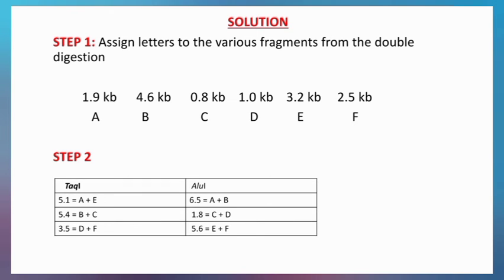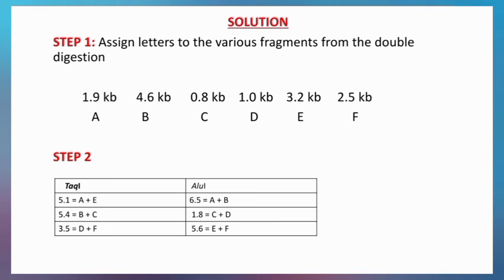For step 2, we are going to draw a table, and for the table that we have drawn, we are going to pick the various fragments from the individual single digestions, and then try to find out which 2 fragments from the double digestion will sum up to give us each of the individual fragments from the single digestion. So starting from TAC1, we have the fragment 5.1. For fragment 5.1, when you sum up the fragments A and E from the double digestion, you are going to get your 5.1.